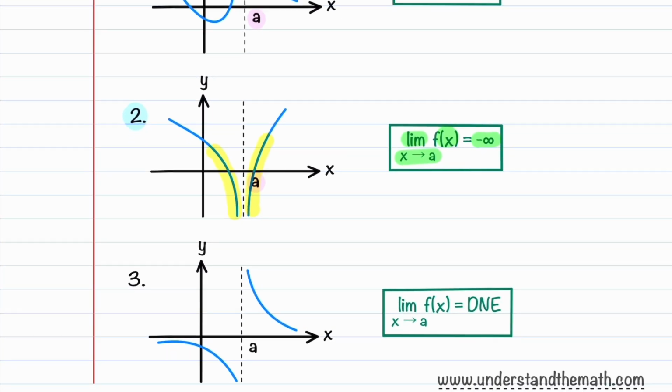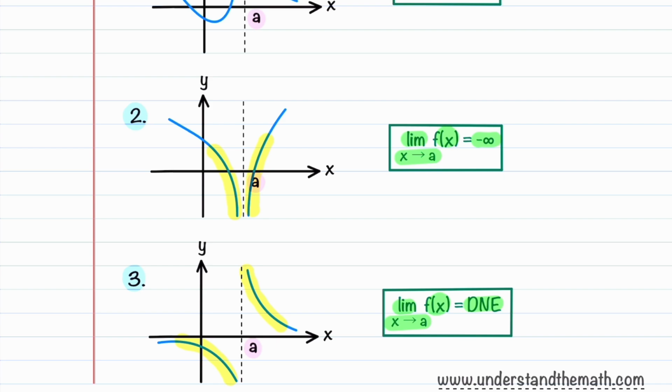The function in this third graph is also an infinite limit, but it's different from the first two. Here, as x approaches a, from the left, we go to -infinity, and from the right, we go to positive infinity. Because the left-hand limit and the right-hand limit are not the same, we have to say for this situation that the limit of f of x as x approaches a does not exist.